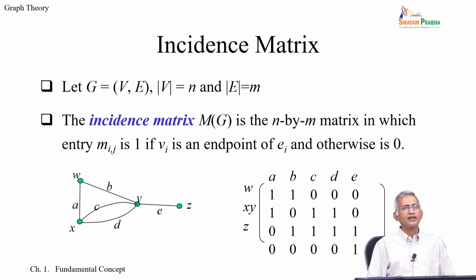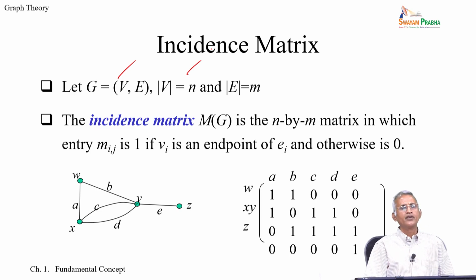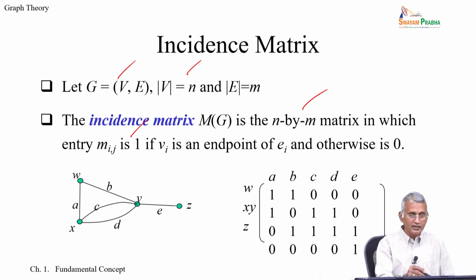Next, incident matrix. Let G be (V, E), therefore cardinality of V equal to n, cardinality of E equal to m. So, the incident matrix M of G is an n by m matrix in which the entry Mij is 1 if Vi is an endpoint of Ej, and otherwise 0. Now, we have a matrix like this, and the graph is like this.